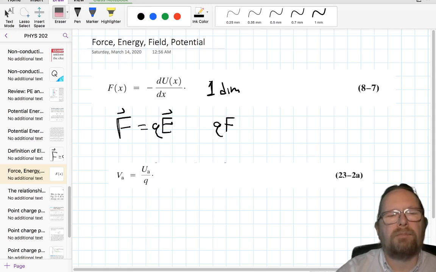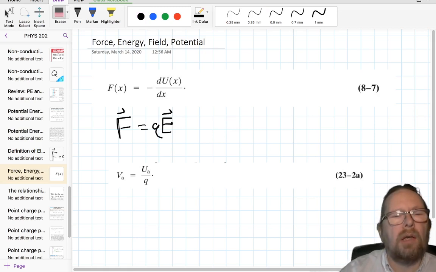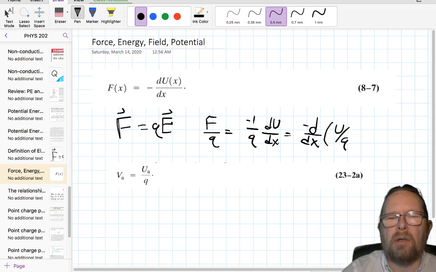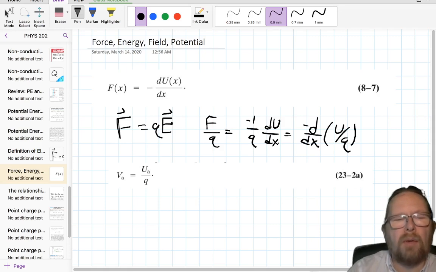Let's write it like this. Let's divide both sides of this expression by Q. So if the force is equal to negative dU/dx, that means F over Q, force per unit charge, equals 1 over Q times negative dU/dx, which is equal to negative d/dx of potential energy divided by Q, and we have defined potential energy per unit charge as potential.